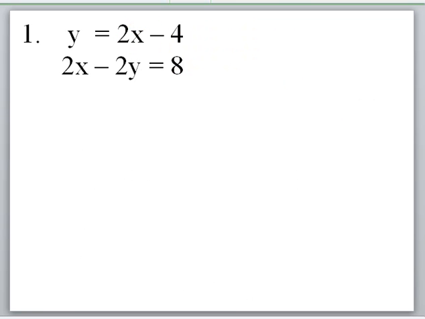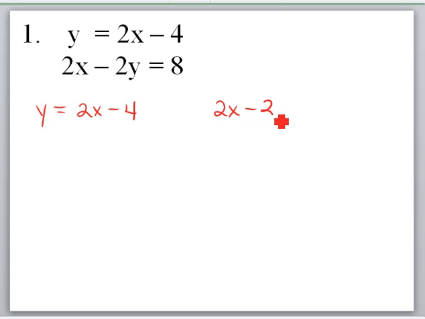So let's see how this works in this problem. This is the way I like to do this. I like to take the equation that has the variable all by itself and write it on the left-hand side. That is step number 2, to get an equation of x or y all by itself.